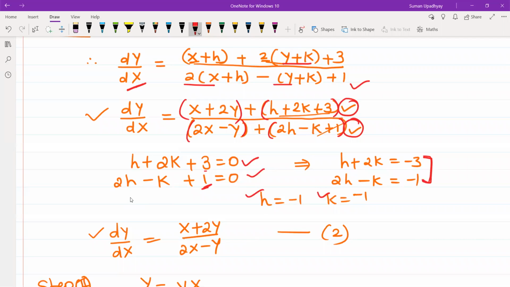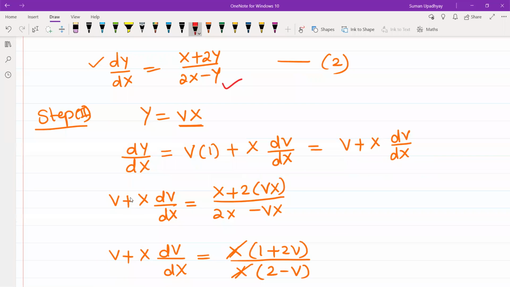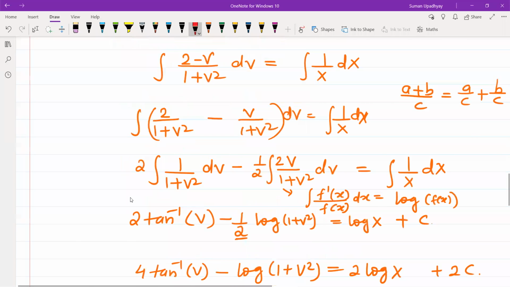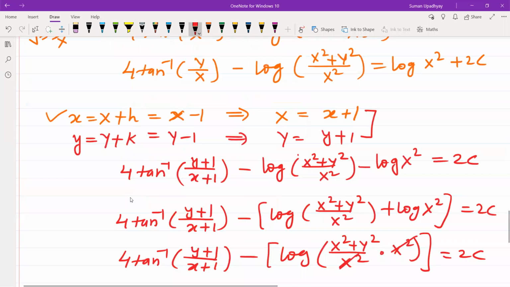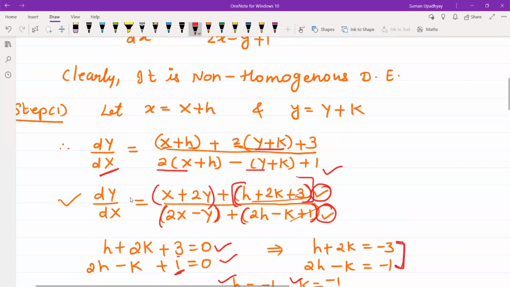Yes, ma'am. Okay. Now, when you put the h and k values in this equation, in this bracket term, this term is going to be 0. So if this term is going to be 0, what is left now? You will be left with x plus 2y and 2x minus y. So now you can see that it is my homogeneous differential equation. To solve a homogeneous differential equation, we all know that you take the substitution, put it in this, separate the variables, and then integrate. So this is what I have done. And the final answer should not contain v. It should be in terms of small x and small y. Okay, so this is how we have solved this problem.